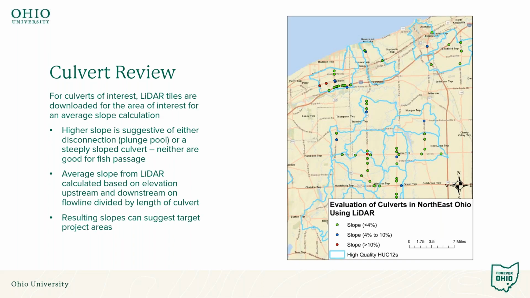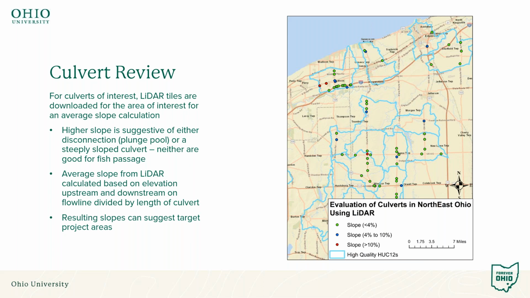With those 388 culverts, we then downloaded the LiDAR tiles from the state database for those areas of interest only. LiDAR files are very big, and so you don't want to download more than the area that you're actually looking at, or your computer won't be able to run it. So we downloaded the LiDAR tiles for the areas that we were analyzing, and we did an average slope calculation, and I will show you in more detail exactly what that looks like.